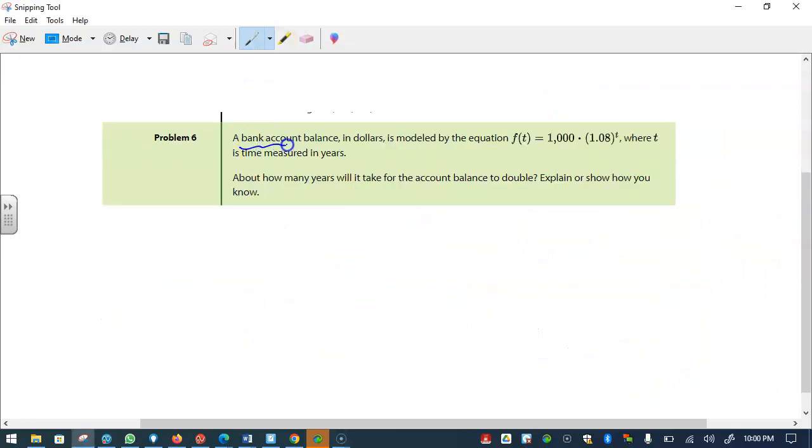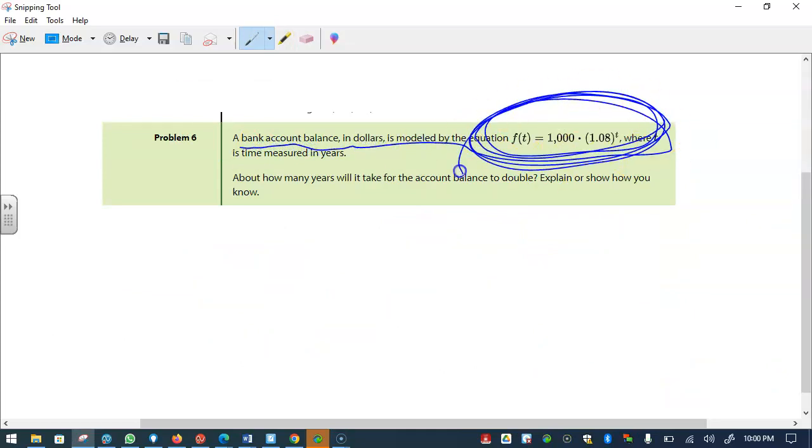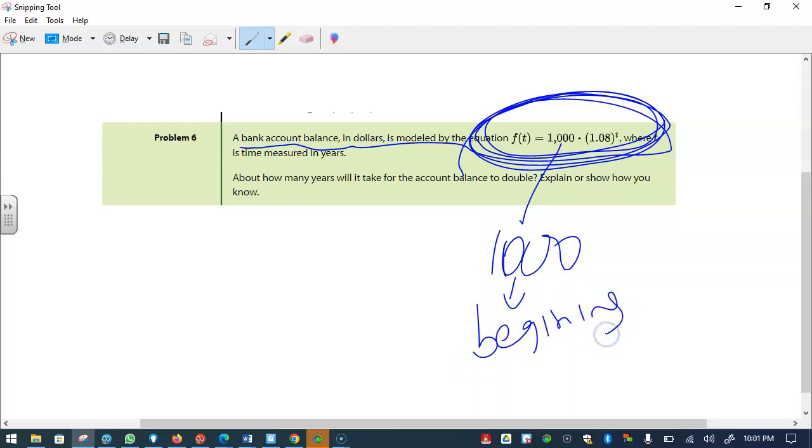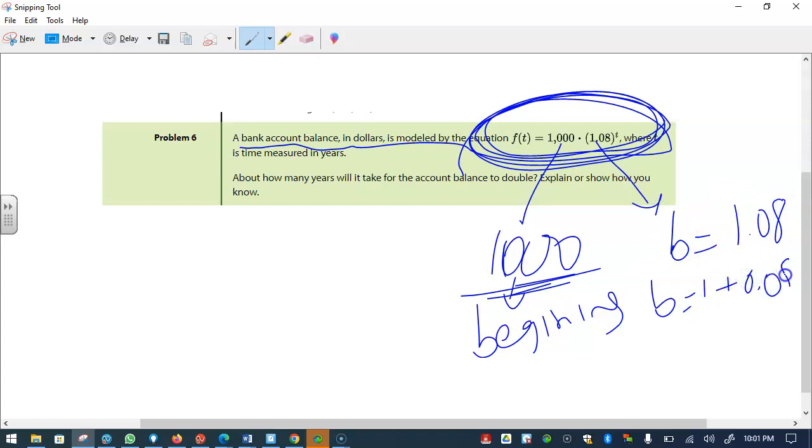So what is a bank account in dollar model? You are given an expression. Look at this. That means this number 1000 is what was in the beginning. So this is the beginning, right? So you have money in the bank. And then this is the growth factor 1.08. What does that mean? It is 1 plus 0.08. It means it is 100% of whatever you had in the beginning, and this is 8%. So that means the percent increase is 8%.